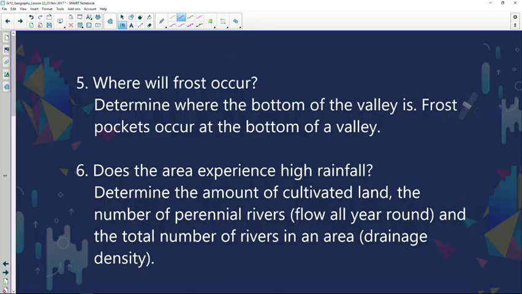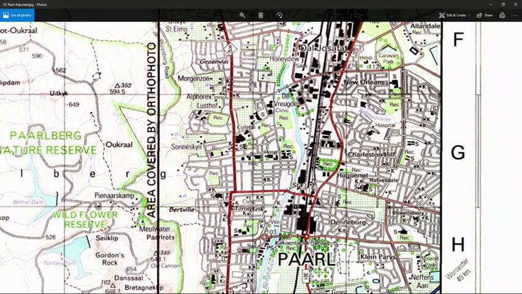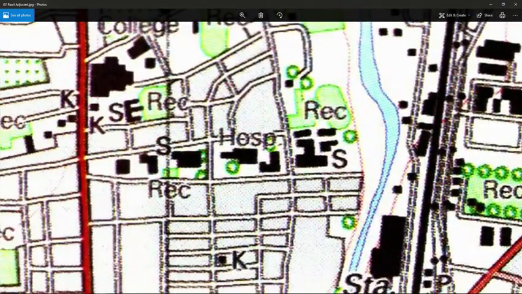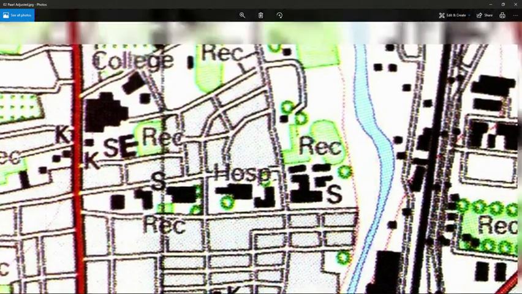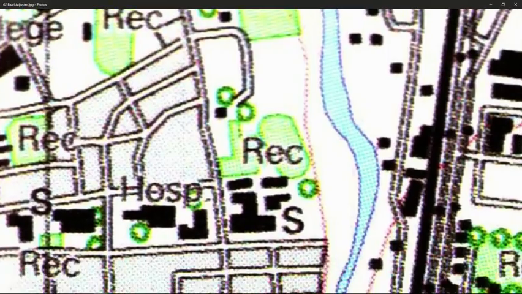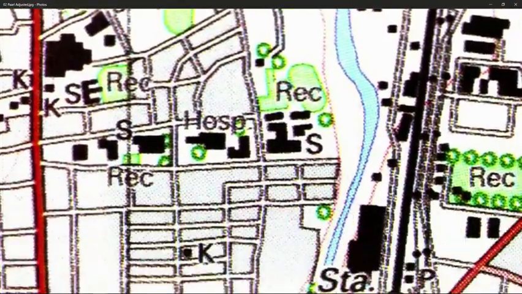Where will the frost occur? Determine where the bottom of the valley is. Frost pockets occur at the bottom of the valley. Now, for instance, if we go back to the map, as you can see, the town of Paarl is situated in a valley. This is basically halfway up the slope. As you can see, no farming activity is taking place very close to the Berg River because of frost that might be experienced, especially during winter. But keep in mind, they can plant crops if they are frost resistant.